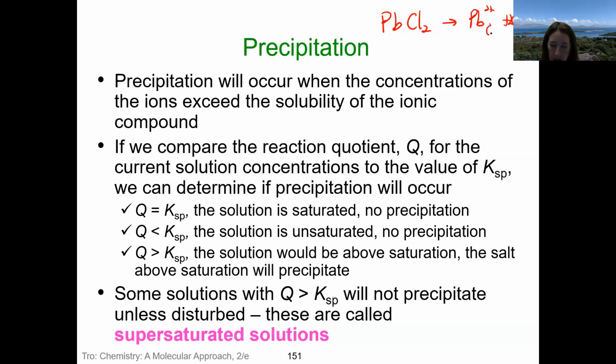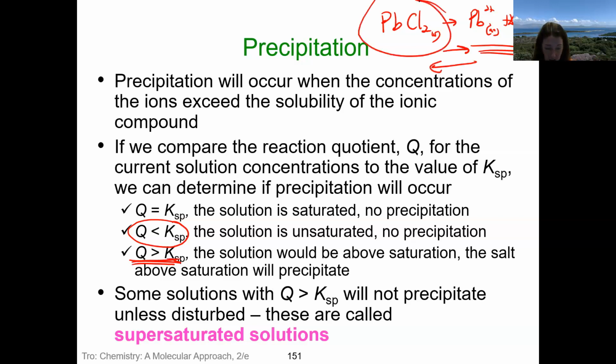Right, and these are AQs, AQ, solid. So if you think of your Qs and Ks here, if our Q is equal to our K, then it's saturated, meaning we've got no solid because we're at equilibrium, or no selective precipitation. If Q is less than K, then it's going to go this way towards solubility. If Q is greater than K, that means we've kind of overshot it and we're going to go back this way and we're going to make a solid.